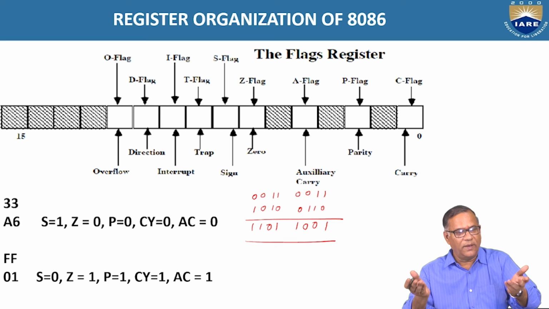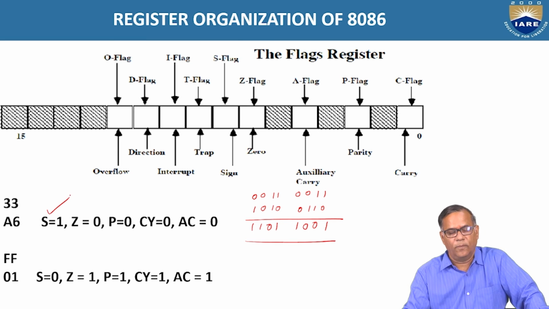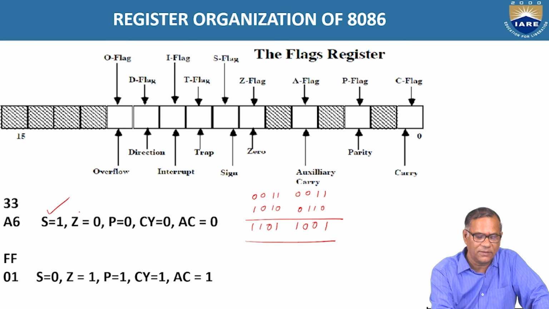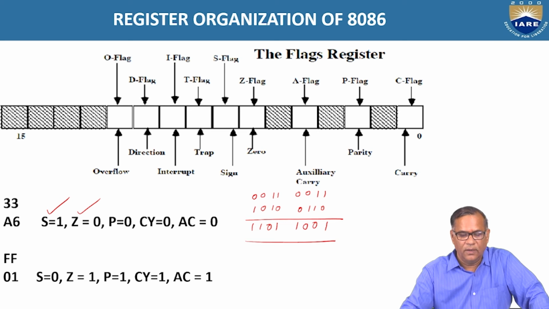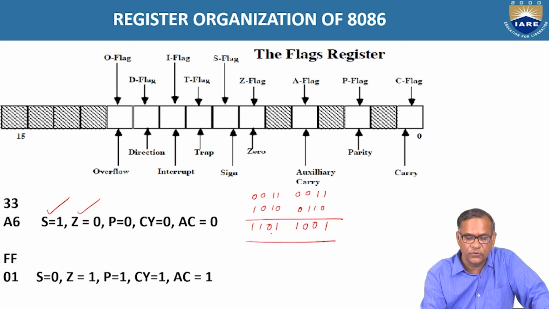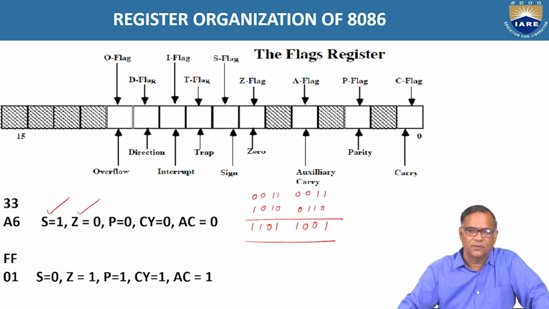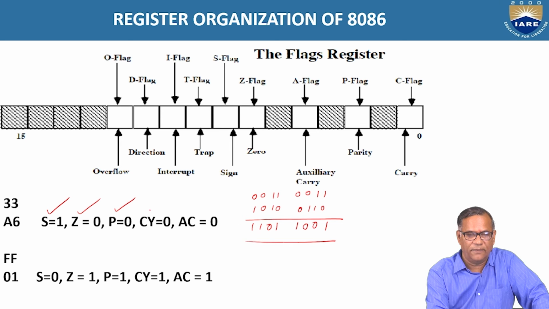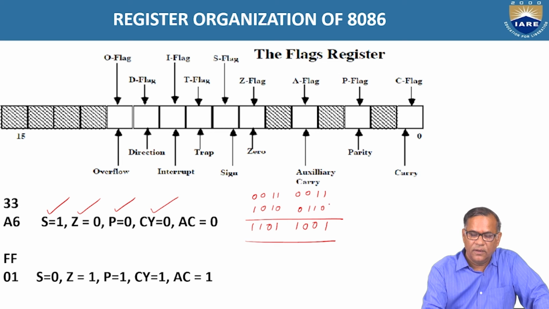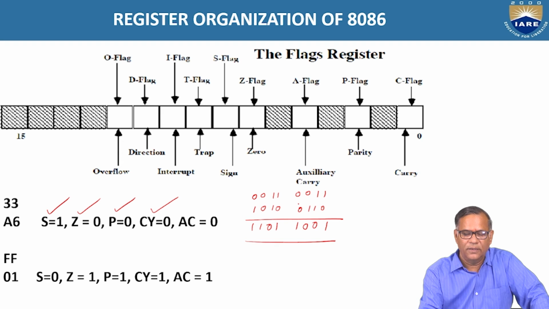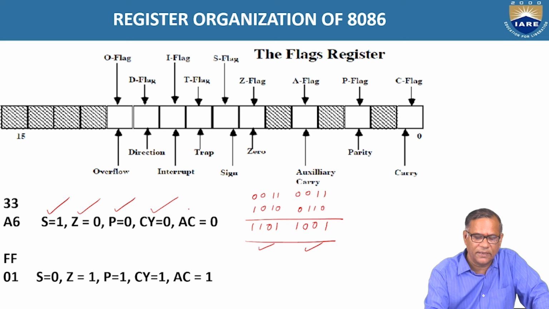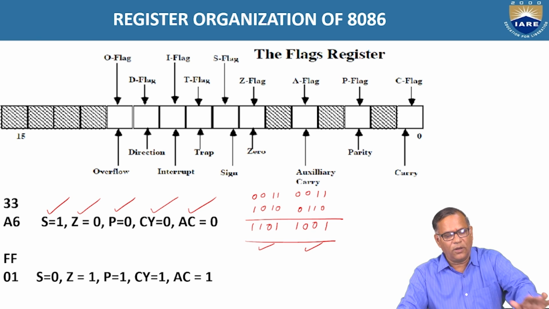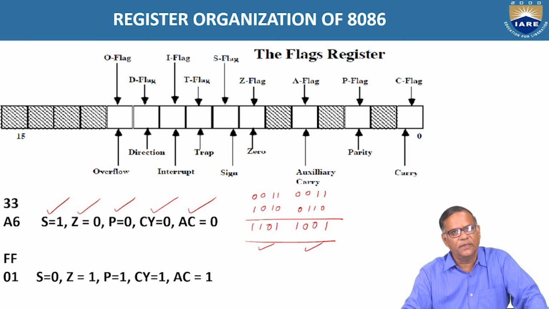So when the most significant bit is 1, obviously the sign flag has to be 1, and the result is not 0, so the zero flag is not set. So the zero flag is 0, and the result contains how many ones? 1, 2, 3, 4, 5. So this contains an odd number of ones, so the parity flag is 0, and there is no carry from the most significant bit, so the carry flag is 0. And there is no flow of carry from the lower nibble to the higher nibble, so the auxiliary carry flag is 0. So this is the combination of various flags for the addition of 33 with A6.